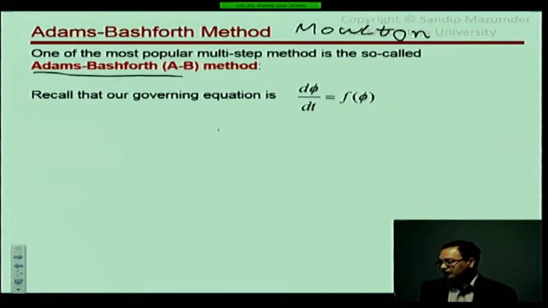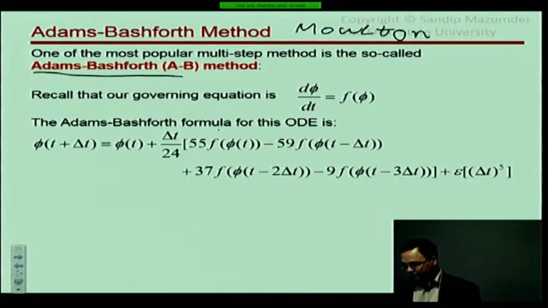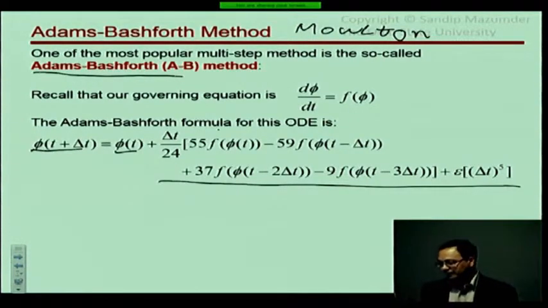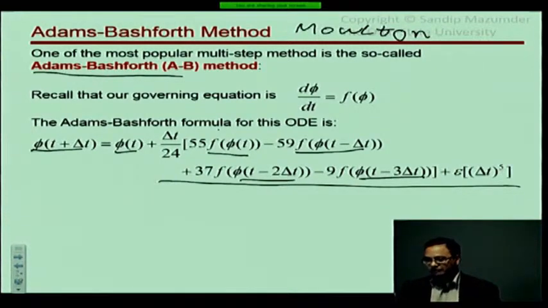Okay. So here is what happens in the Adams-Bashforth method. Our governing equation is that. Again, we are still talking about ODEs. So once you integrate, this is what you end up getting. Okay. So you notice that it's doing functional evaluations here, here, here, here, but those functional values have already been calculated in the previous time steps.